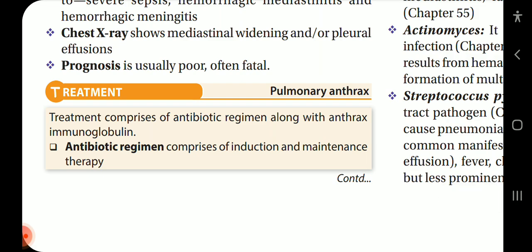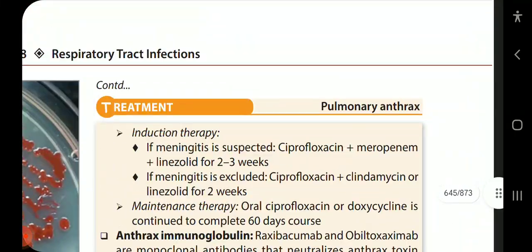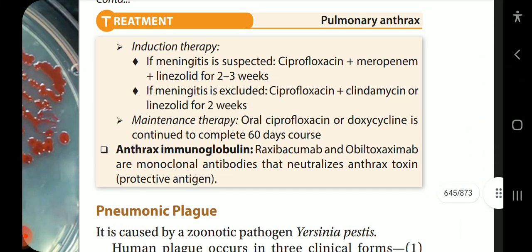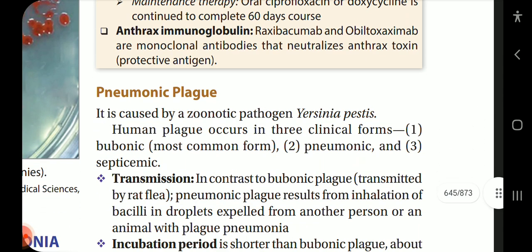The antibiotic regimen comprises induction and maintenance therapy. Induction therapy: if meningitis is suspected, ciprofloxacin plus meropenem and linezolid are given for 2 to 3 weeks. If meningitis is excluded, ciprofloxacin plus clindamycin or linezolid for 2 weeks is given. Maintenance therapy: oral ciprofloxacin or doxycycline is continued to complete a 60-day course. Anthrax immunoglobulin: raxibacumab and obiltoxaximab are monoclonal antibodies that neutralize anthrax toxin with a protective antigen.